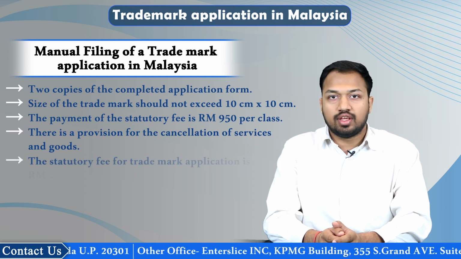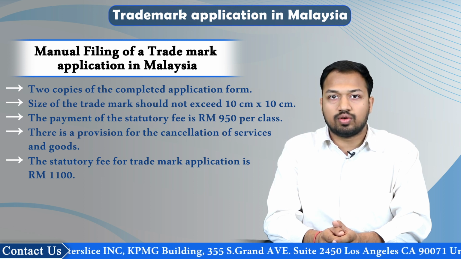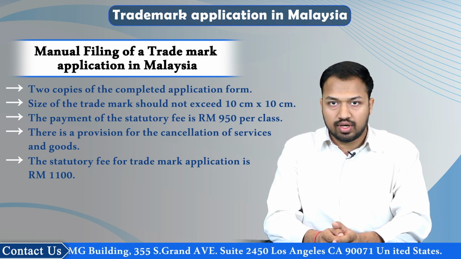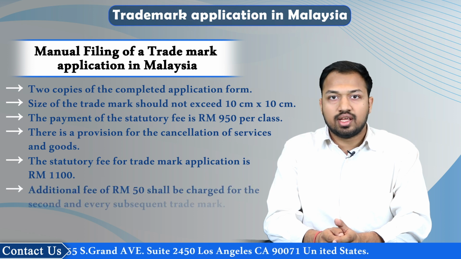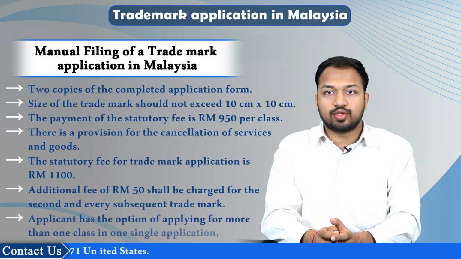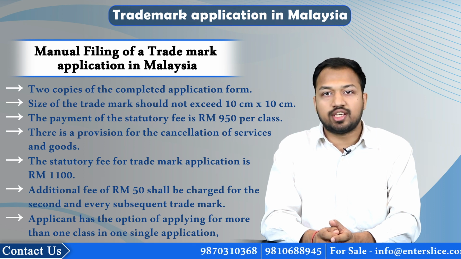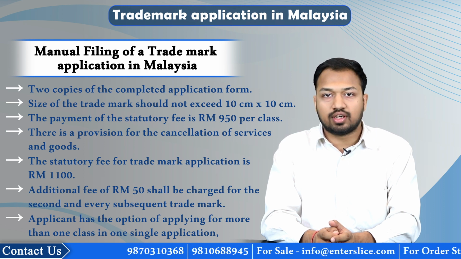The statutory fee for the trademark application is Malaysian ringgit 1100 if the class of services or goods is not adopted from the pre-approved list. In case the trademark is in series, then an additional fee of Malaysian ringgit 50 shall be charged for every second and every subsequent trademark. The applicant has the option of applying for more than one class in one single application, that is, application under multiple classes in one application is permitted in Malaysia. The payment for the statutory fee can be made either by check, cash, credit card, or bank draft.